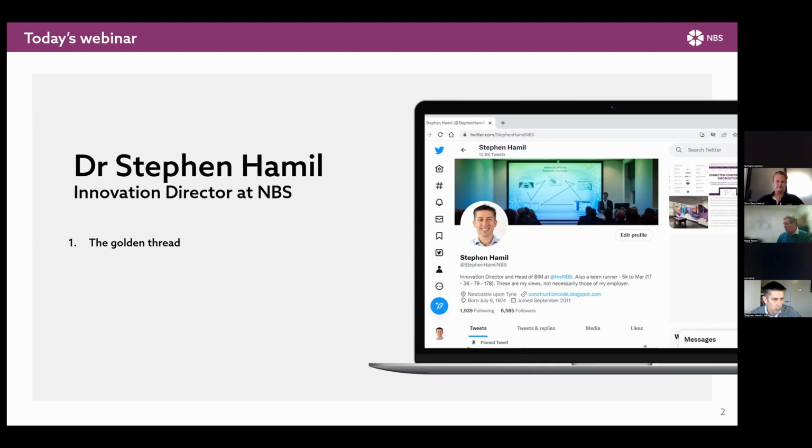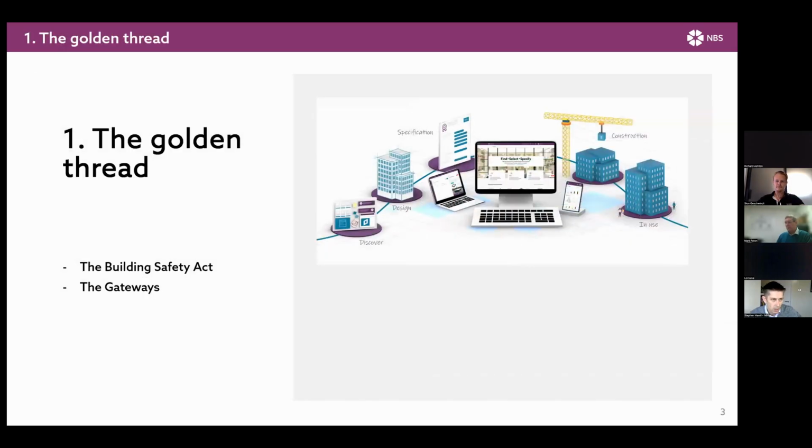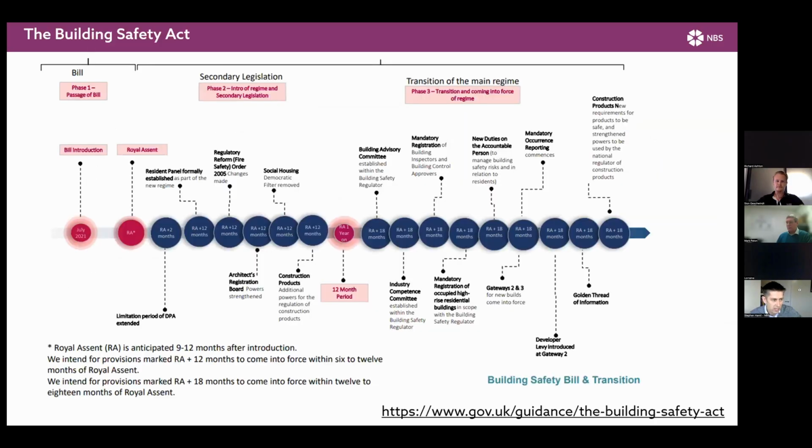So we'll have a quick look at the golden thread, then we'll look at specification, then we'll look at manufacturer product information, how that fits into the golden thread. So yeah, 50 minutes. Let's get going.